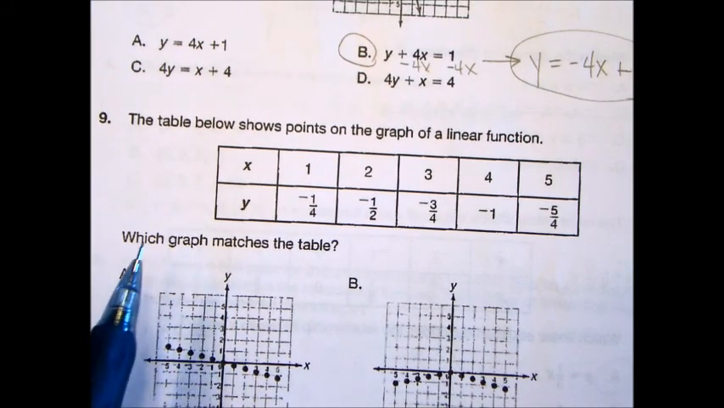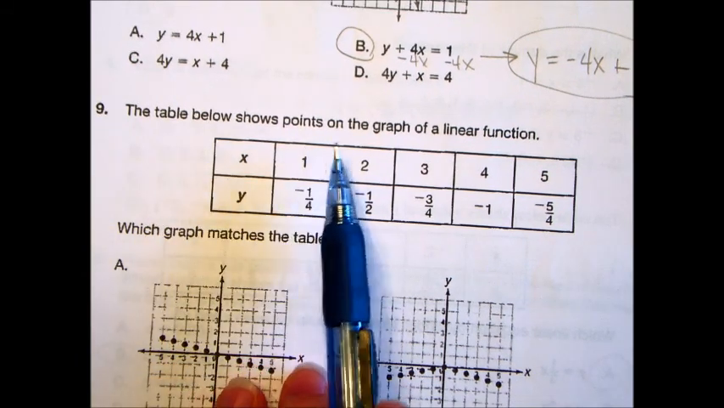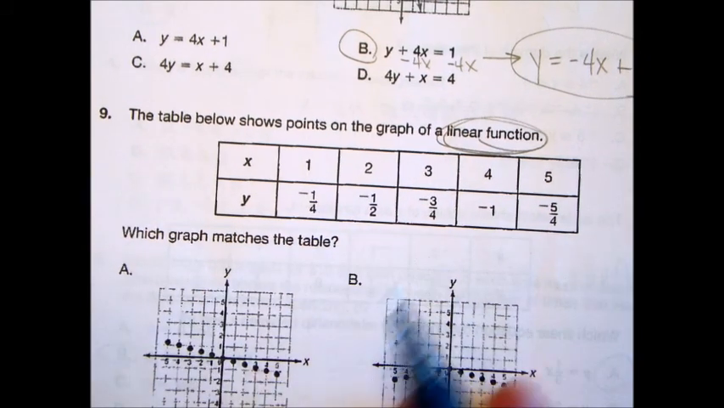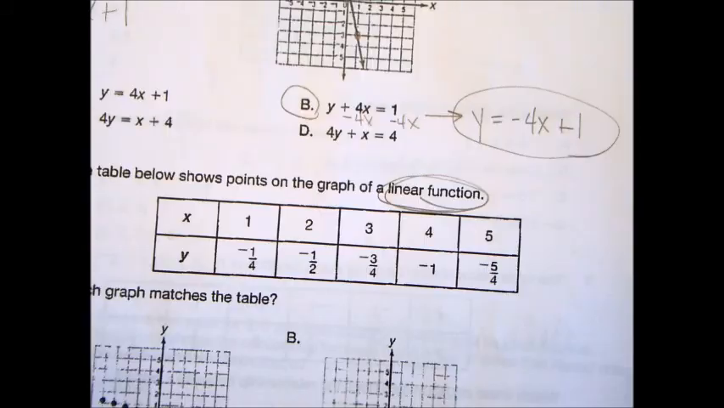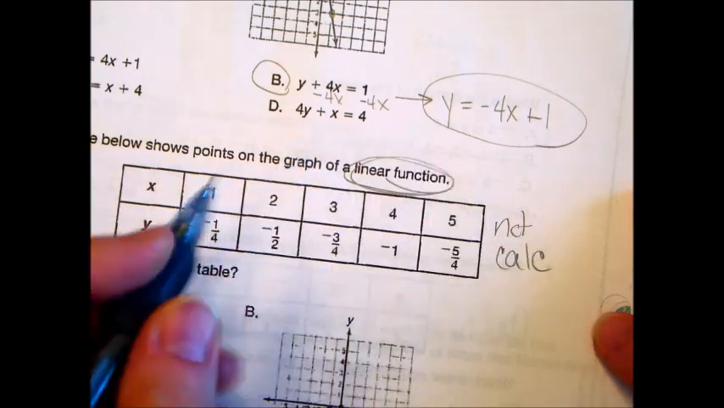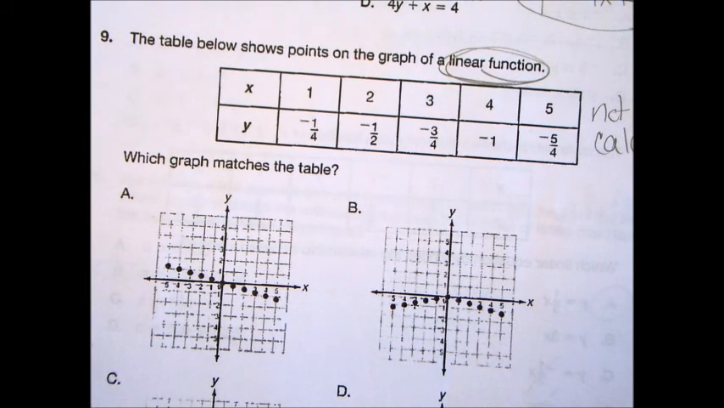Number 9. It says, which table below shows the points of a linear function? Now, they're not asking us for the equation, so this is actually not a calculator. Okay, because they're not asking for the equation. So what we do is we just have to find the graph that has those points. So over 1, down 1/4, over 2, down 1/2.